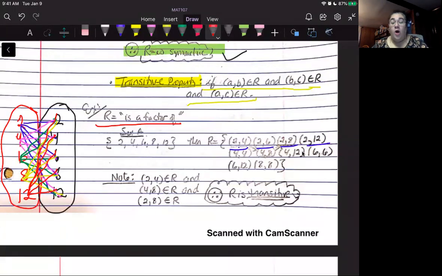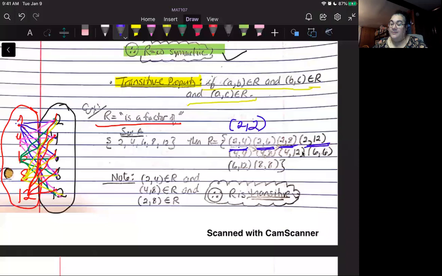Now, out of all those cross products, the ones we want in our relation are those where the first is a factor of the second. So let's start with the blue ones. Is 2 a factor of 2? Yes, so we're going to have it here. Is 2 a factor of 4? Yes. Is 2 a factor of 6? Yes. Is 2 a factor of 8? Yes. Is 2 a factor of 12? Yes. So that's in our relationship.